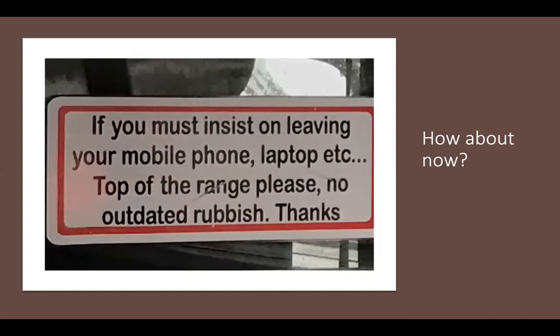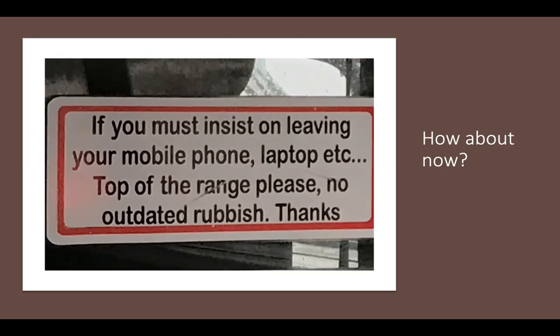This is a notice in a London cab, a London taxi, right? And you will see that it's very well written. It's a beautiful sentence. And my question is, what makes this funny? The notice says, if you must insist on leaving your mobile phone, laptop, etc., top of the range, please, no outdated rubbish, thanks. Now, the purpose of this sign is to warn you not to forget the things that you're carrying with you in the taxi.